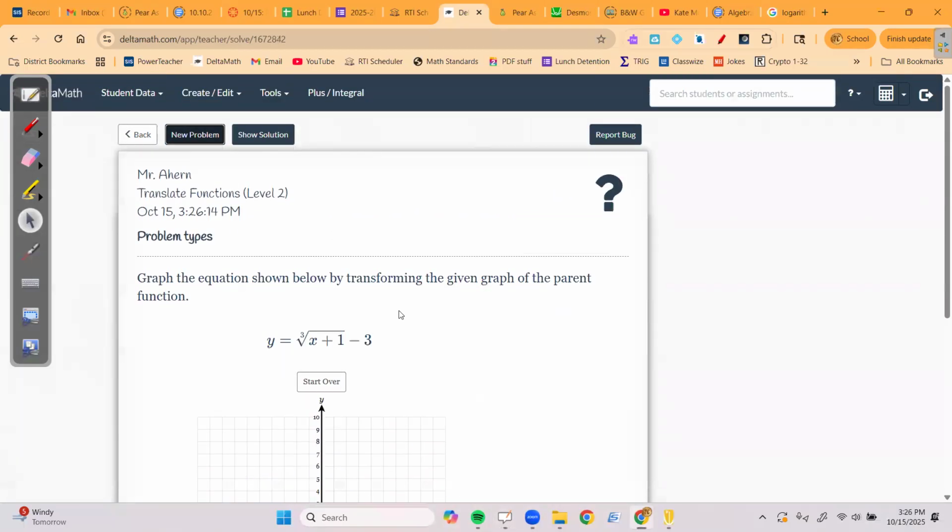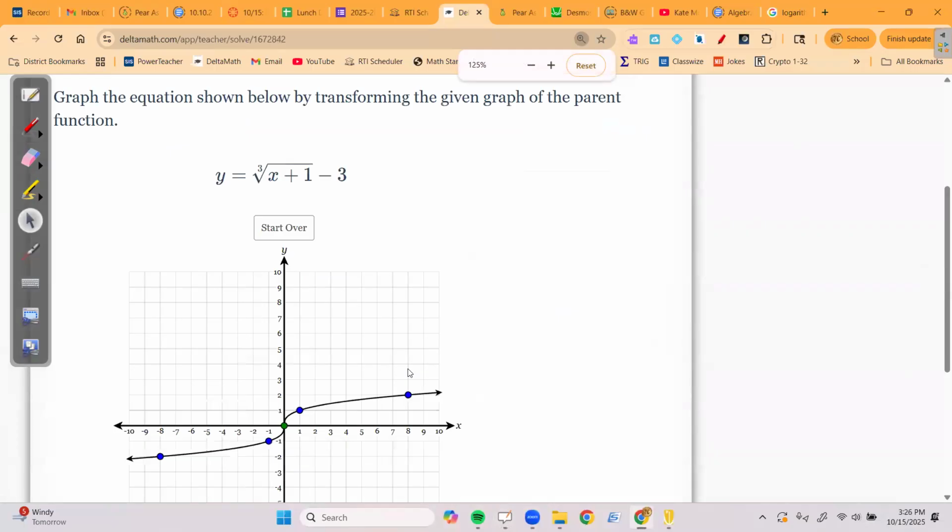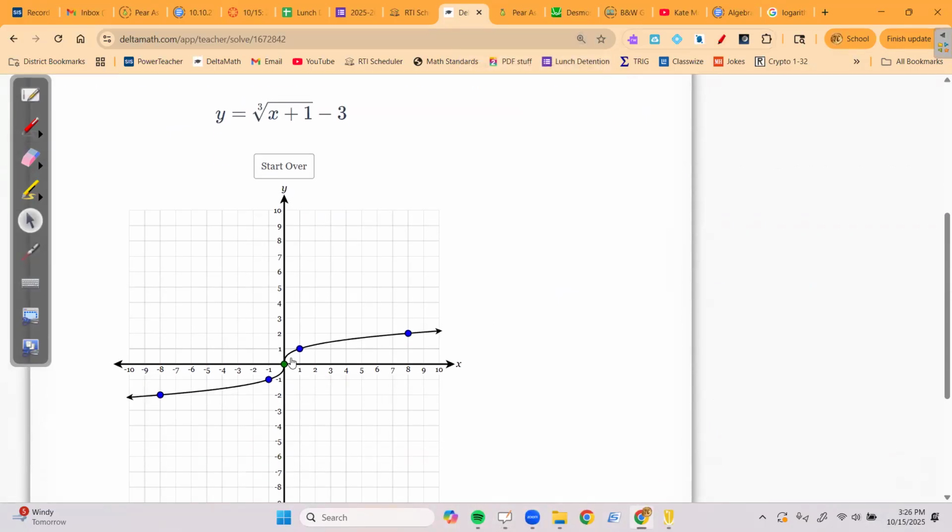Let's do a new problem. Got it? You see the graph? Watch how easy this is. Where am I going to move this graph? Right. So I'm just going to grab the graph. Math doesn't get much more user-friendly than this. I'm going to grab this green dot and I'm going to move it left 1 and down 1, 2, 3. I'm going to reposition it.